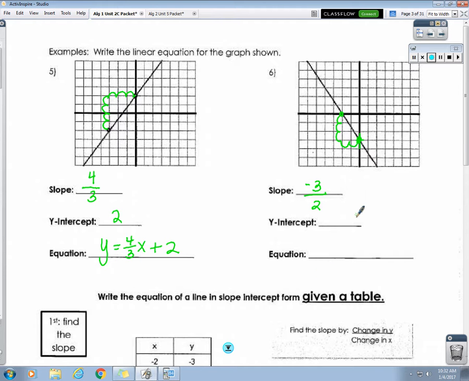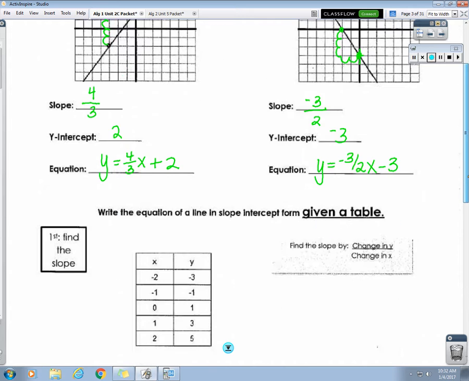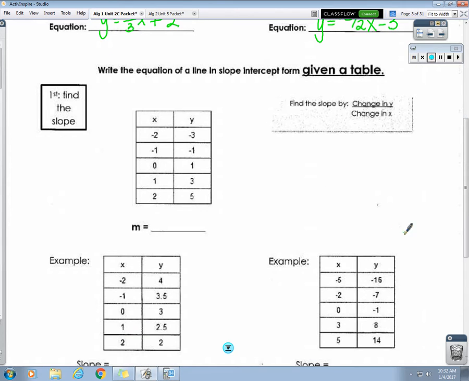Okay, what's the y-intercept? -3. So now that we have our slope and our y-intercept, we're ready to write the final equation. Right. Y equals -3/2x minus 3. Okay, now we're going to learn how to write the equation of the line in slope-intercept form given a table.